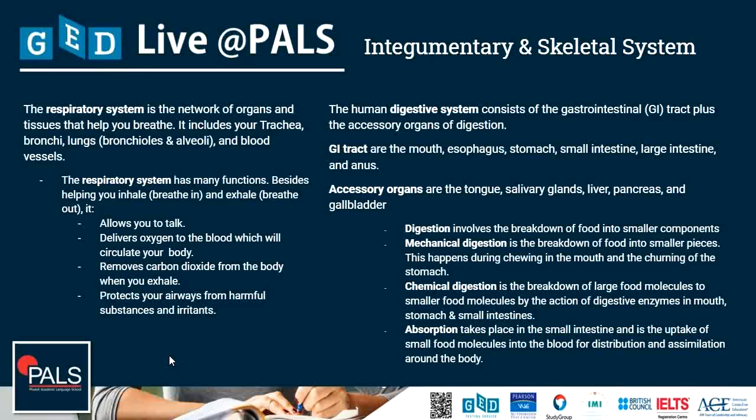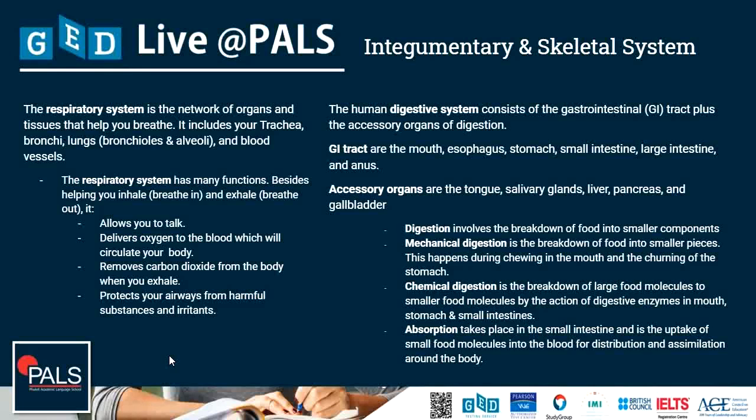The respiratory system is a network of organs and tissues that help you breathe. It includes your trachea, the bronchi, the lungs, the bronchioles and alveoli, and blood vessels that take in oxygen and give away carbon dioxide to the lungs or alveoli.